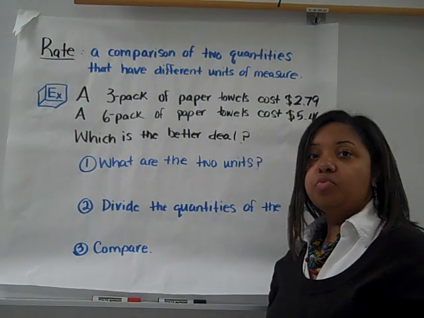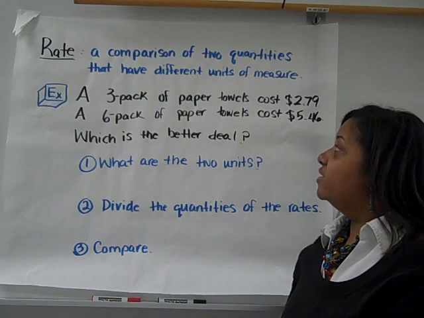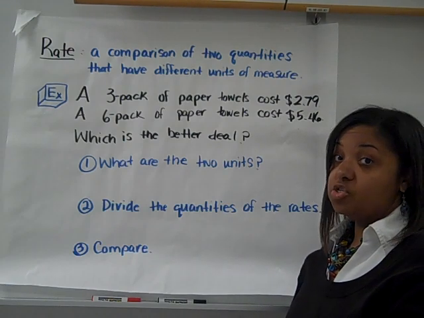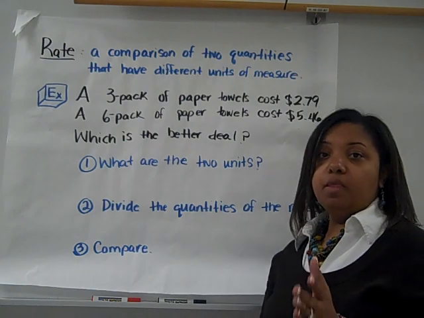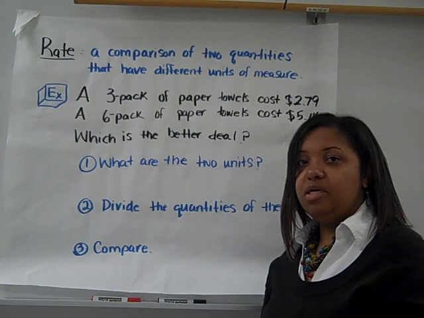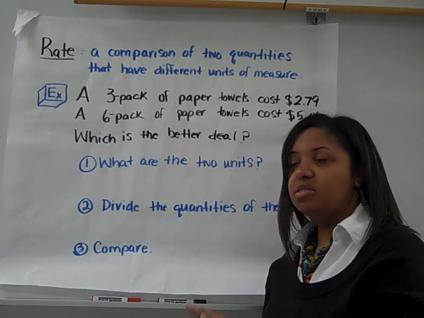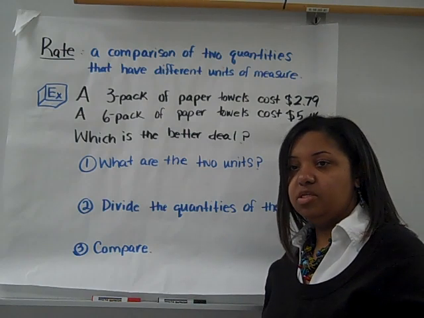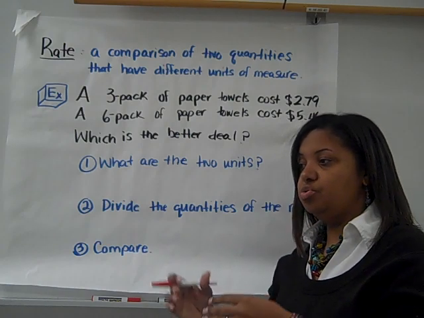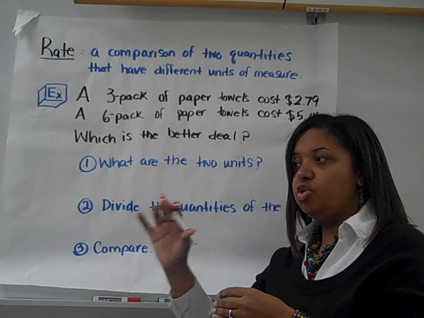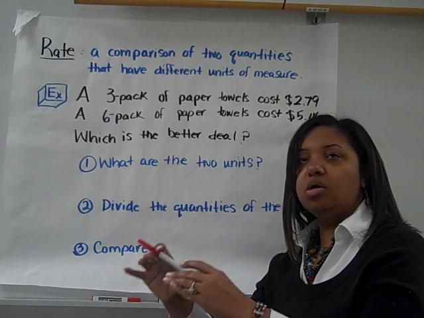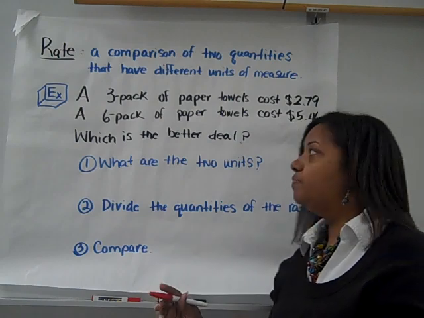All right, now rate. Rate is a comparison of two quantities that have different units of measure. So let's talk about this example. Your units are going to be your most important thing. If you can identify your units, then the rest of the problem won't be hard. You're always trying to figure out how much per one unit. You're always trying to get it so your denominator is 1.